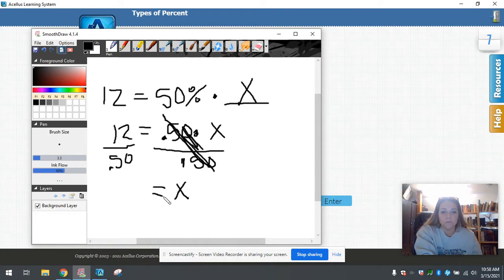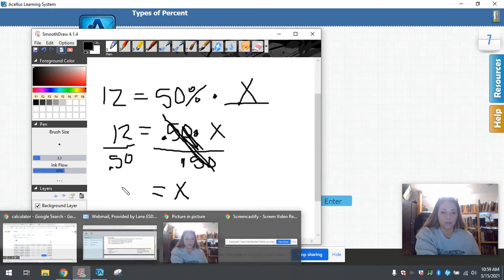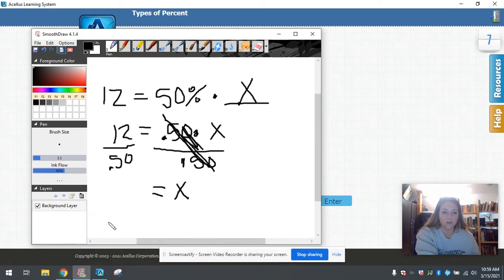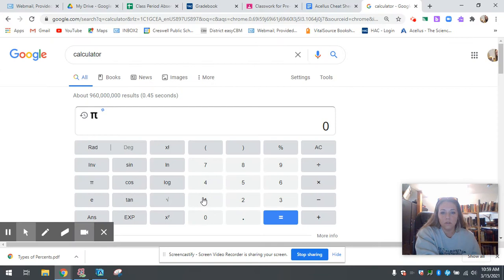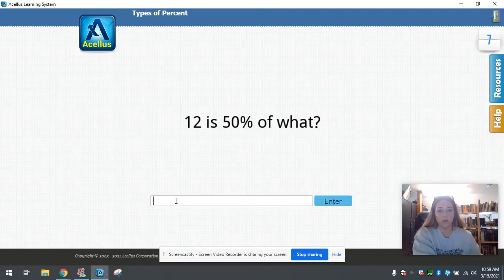And then I would go 12 divided by 0.50. Remember, fractions are division in my calculator if you wanted to. Or you could do it in your head. I'll do it in calculator. 12 divided by 0.50 or 0.5 equals 24. Booyah.